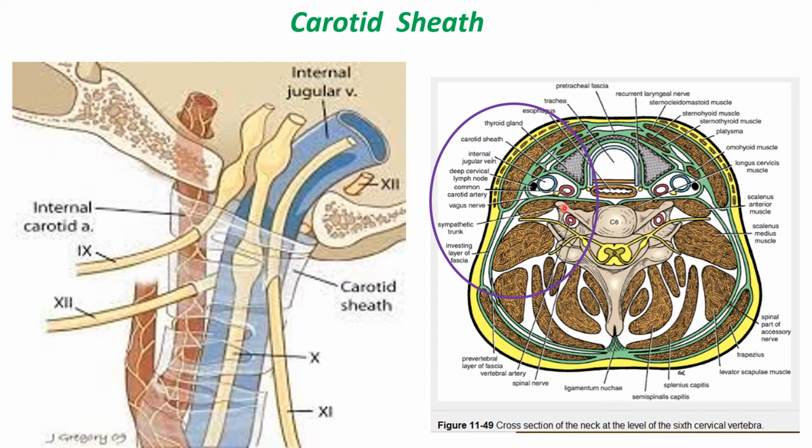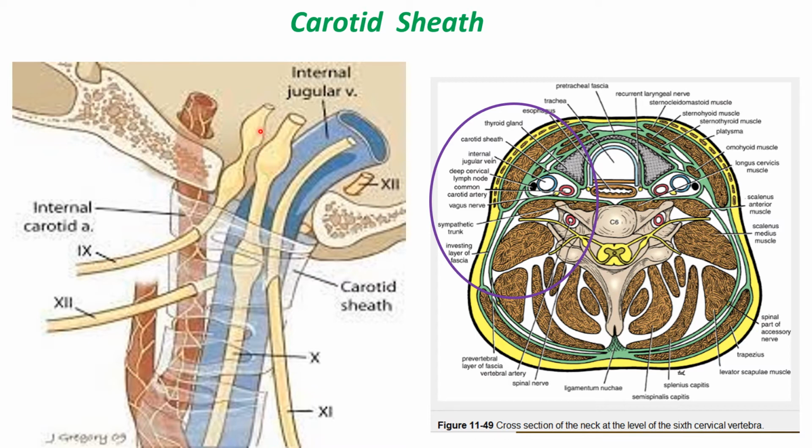Now, in the carotid sheath, from the base of the skull to the root of the neck, are present an arterial structure, a venous structure, and the vagus. And they are constant in their position. The arteries are present medially. The venous structure, that is the internal jugular vein, is present laterally, and the vagus lies in between.